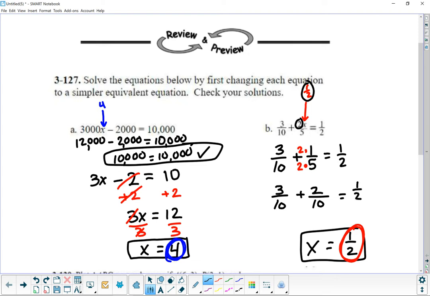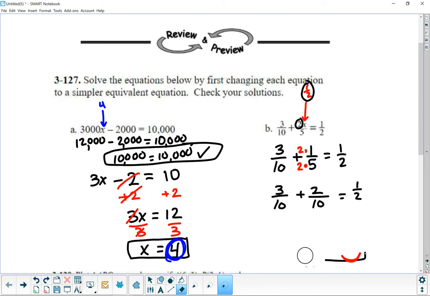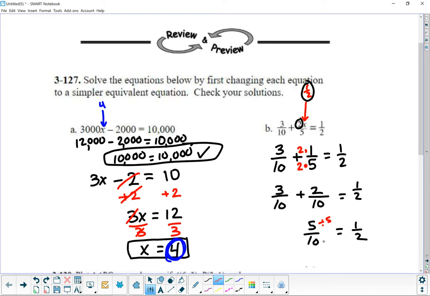And that should equal 1/2. Right? And 3 plus 2, let me actually make a little bit more space. So 3 plus 2 is 5/10, and that should equal 1/2. And 5/10, if I divide them each by 5, meaning if I want to simplify them, 5 divided by 5 is 1, 10 divided by 5 is 2, so you get 1/2 equals 1/2. And the answer of x equals 1/2 works down here. So that checks out as well. Okay, that's number 127.